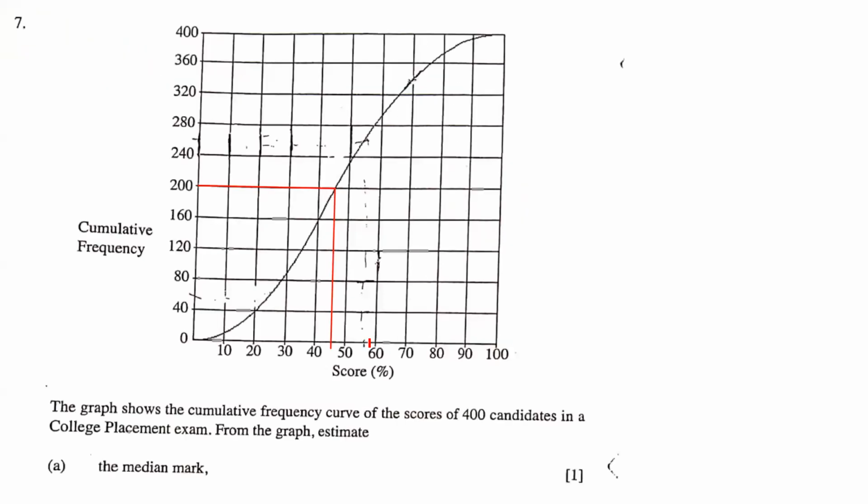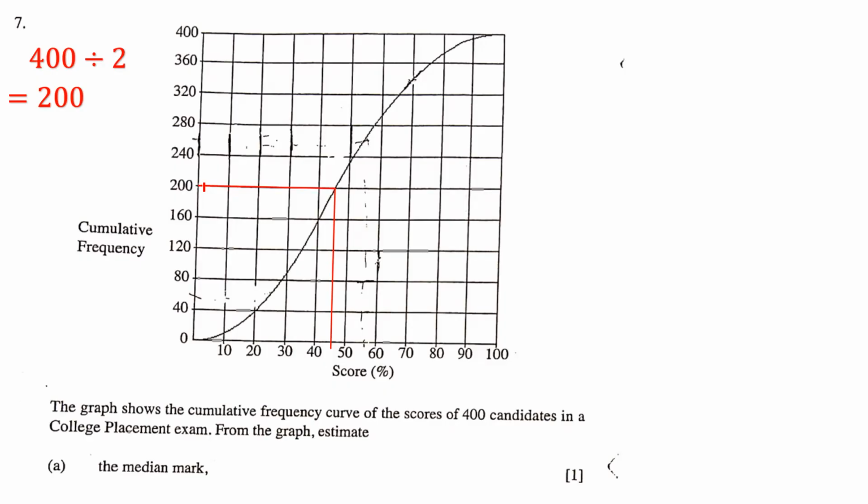Now let's move on to this question. This is a cumulative frequency curve, and it shows the scores of 400 candidates in a college placement exam. From the graph, we want to estimate the median mark. In order to find the median mark, we know that there are 400 candidates who took this placement exam. So we're going to divide that by 2. Once we divide that by 2, we get 200. So we have to take 200 and find the corresponding mark.